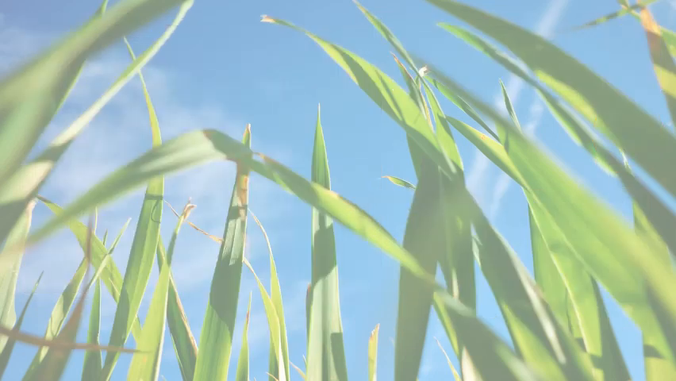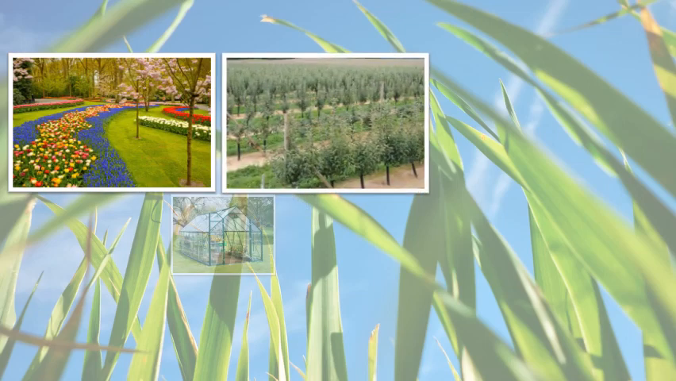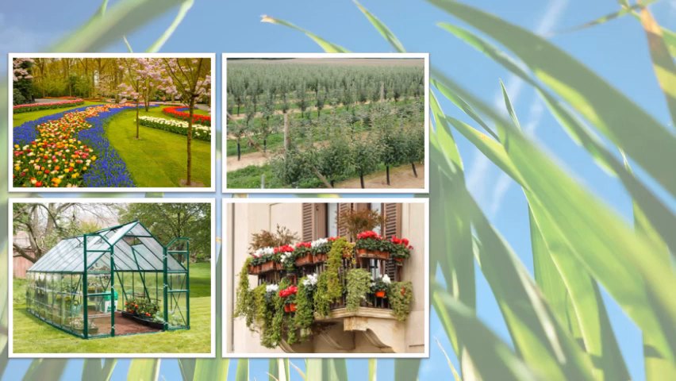All plants need carbon dioxide, sunlight, water, and minerals from the soil to live and grow healthy. Let's take a look at these four pictures. The first one shows arranged plants in a garden. In the second one, you can see trees in a field. The third one shows plants in a greenhouse. And the last one, an orchard.